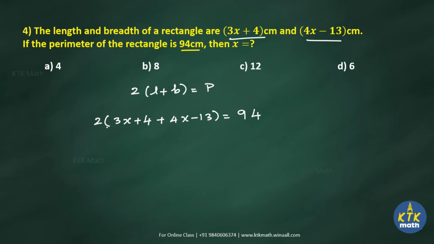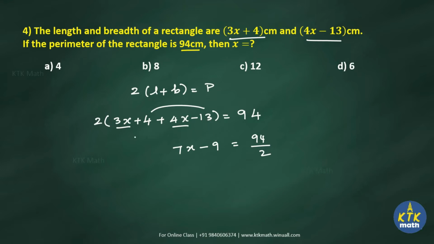Now the entire term is multiplied by 2. So I'm going to bring this 2 to the opposite side, which will give you 94 by 2. And simplify the terms inside the bracket. 3x plus 4x gives you 7x. 4 minus 13 gives you negative 9. Since 13 is the greater number containing the negative sign, your answer is negative there.